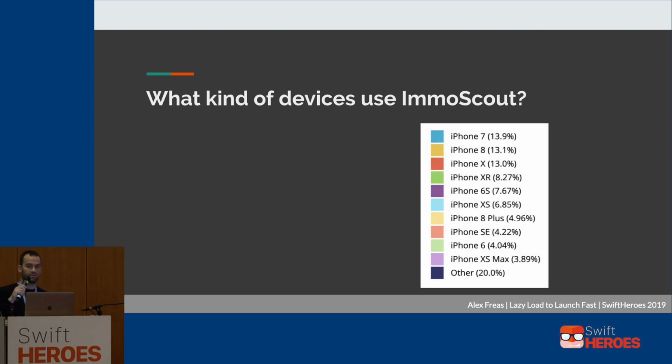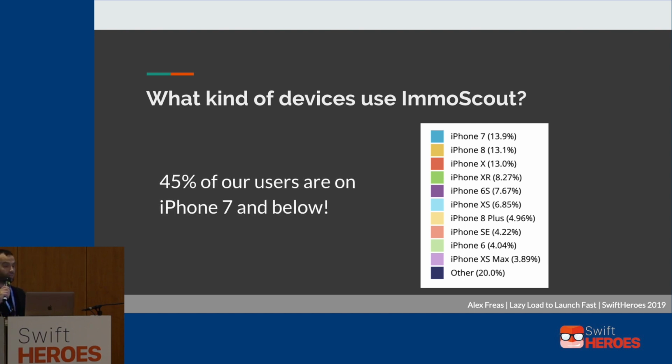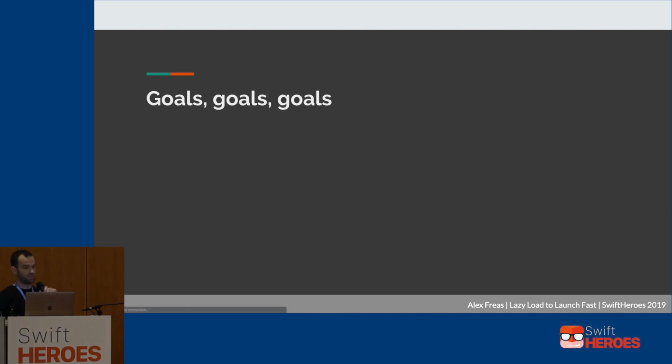So what kind of devices are actually using ImmoScout? This is a result from New Relic. You can see that it's pretty fragmented, but there's this other category here: 20% of our users are using devices that aren't even listed in this list. So 45% of our users are on iPhone 7 and below, and that may not be representative of your app, but you should know what these numbers are in order to use the app in a way that many of your users are experiencing it.